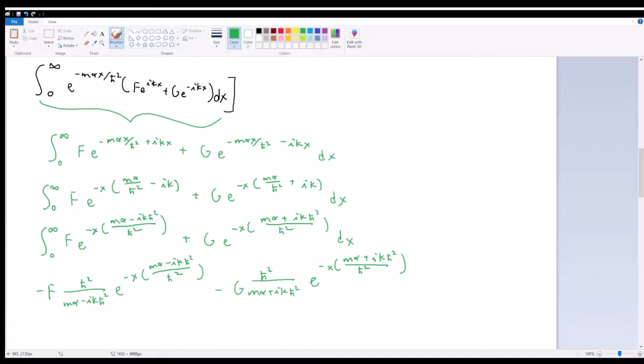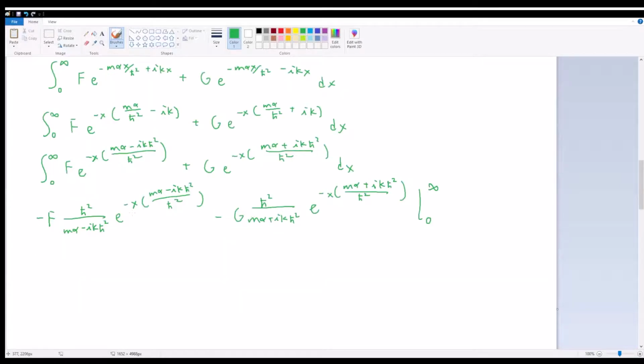And from this point, we're evaluating this from 0 to infinity. So at infinity, both of these exponents go to 0, and then at x equals 0, both of these exponents go to 1. So what we really want is the opposite sign in front, and this is going to evaluate to just f h bar squared over m alpha minus ik h bar squared plus g times h bar squared over m alpha plus ik h bar squared.